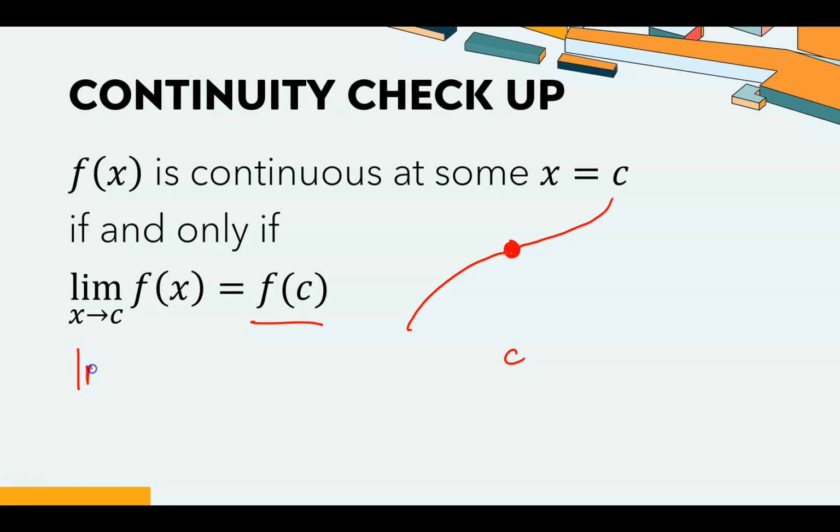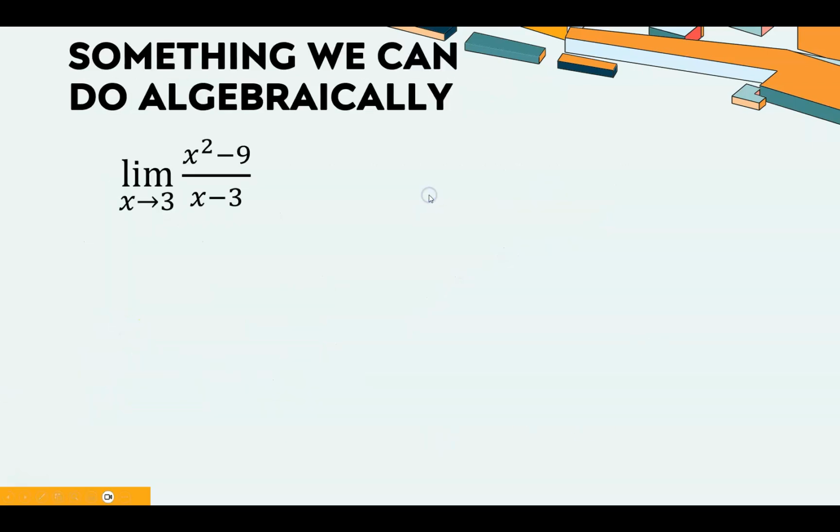We could have also said the limit as x approaches c from the left of f is equal to the limit as x approaches c from the right of f, and those are both equal to that y value f of c. So if you're thinking either one of those, great, we're in a good spot.